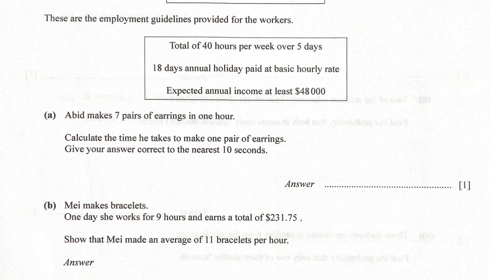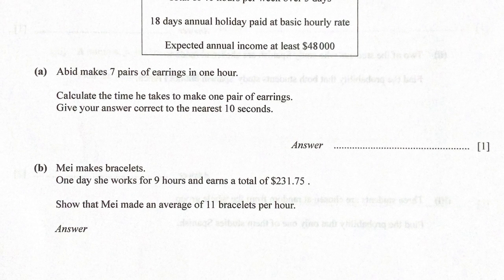So we have a first question. Abid makes 7 pairs of earrings in 1 hour. Calculate the time he takes to make 1 pair of earrings. So this seems like a simple ratio question. We're using the ratio concept. So you can simply say that 7 pairs take 1 hour. Therefore, 1 pair takes 1/7 of an hour, dividing by 7 on both sides.